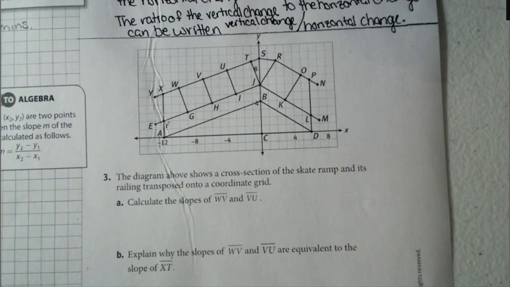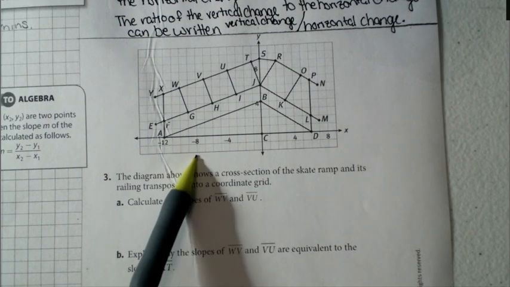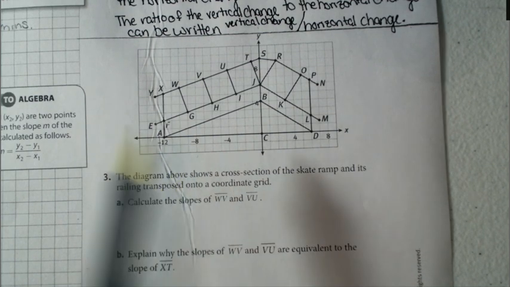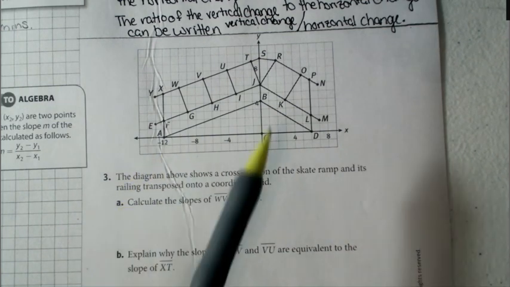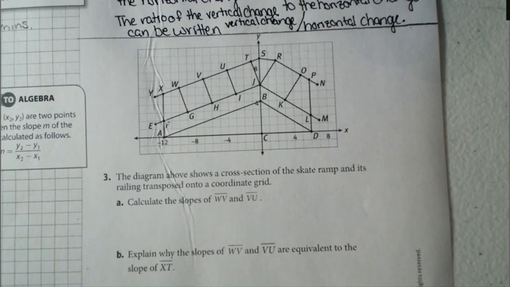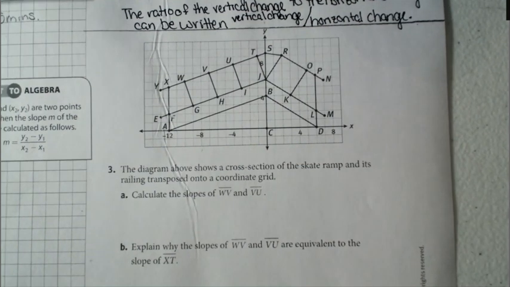All right, now we are moving into section 3 of lesson 8.1. On the previous slide, you should have seen this picture that had the graph of the skate park's drawing and each line segment. Here for section 3, we're going to cover questions 3 and 4.